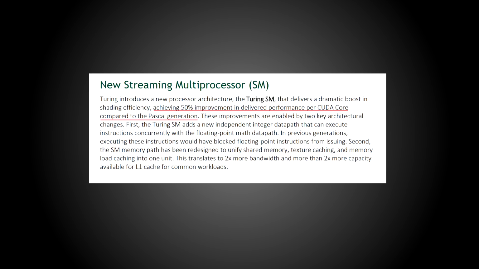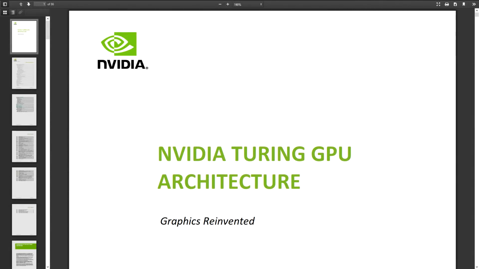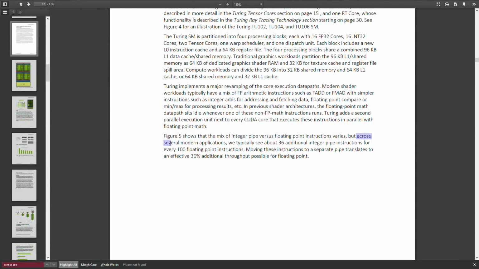But how much did it contribute to that 50% number? Well, looking back to the Turing white paper, Nvidia claims that over their tests, quote, across several modern applications, we typically see about 36 additional integer pipe instructions for every 100 floating point instructions, unquote.